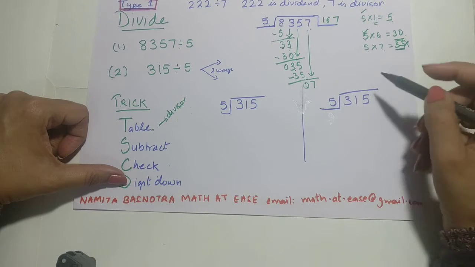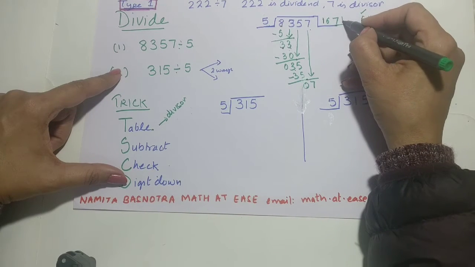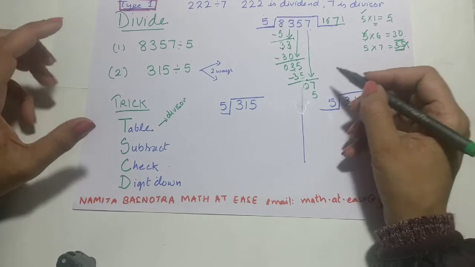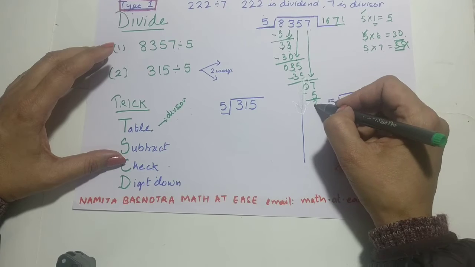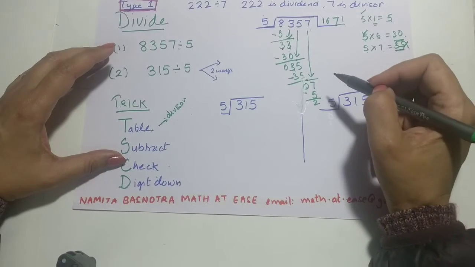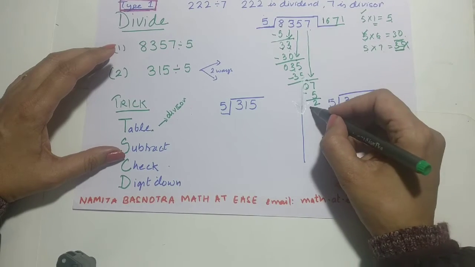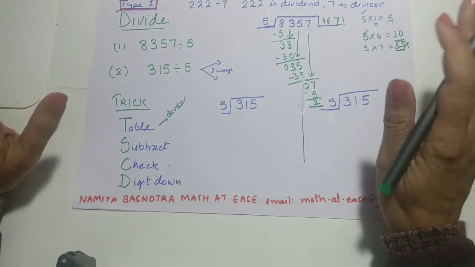5 zeros are 0, 5 ones are 5. I'll say 5 ones are 5. I'll write 1 here, I'll write 5 here. Step 1. Step 2. Subtract. Step 3. Check. Smaller. Step 4. Bring the digit down. There's no digit down here. That means the question is over and you can lock it or close the door.